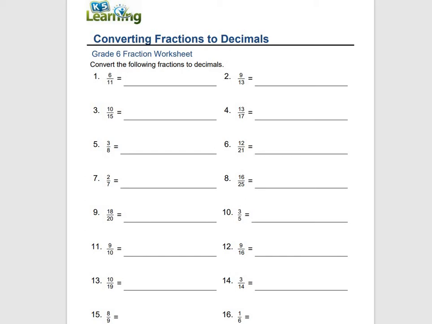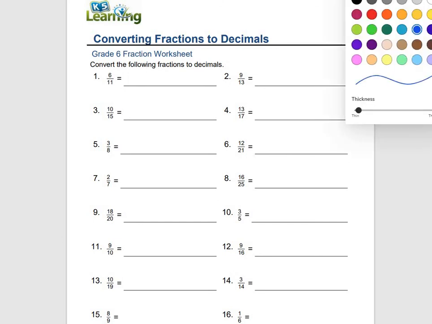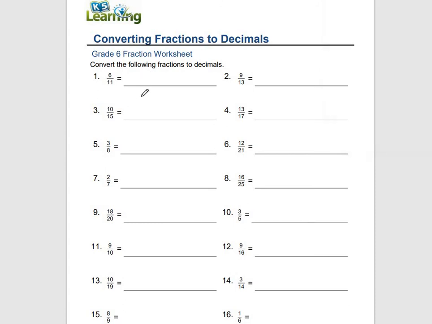The first question. Convert the following fractions to decimals. 6/11 equals, well, all we need to do is 6 divided by 11. Remember, it's not 11 divided by 6. No, yeah, it's 11 divided by 6, everyone. 11 divided by 6. Many people do this.